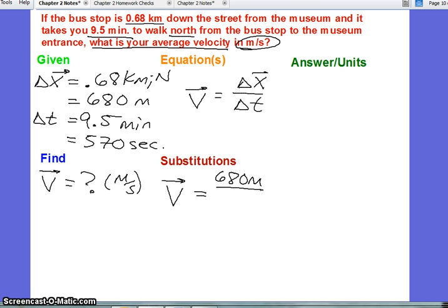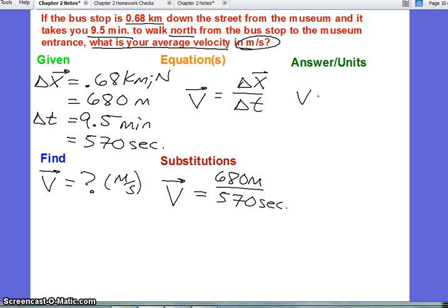We know the time is 570 seconds. So we replace that in our equation. Sometimes we're given multiple distances and multiple times, and I want to see which one it is that you're using, see if you're using the correct one.